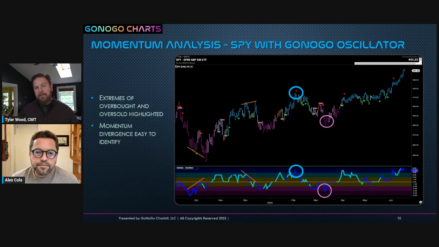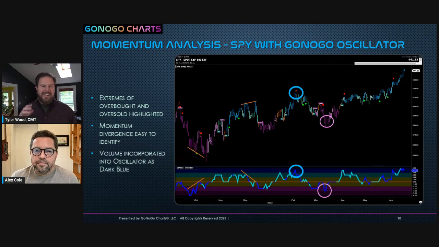That idea of combining multiple momentum oscillators, getting that weight of the evidence, but without cluttering our chart, is sort of the trademark or hallmark of GoNoGo Charts. We want to capture that very important information using multiple tools, but we don't want to clutter what we're seeing from a data visualization perspective.